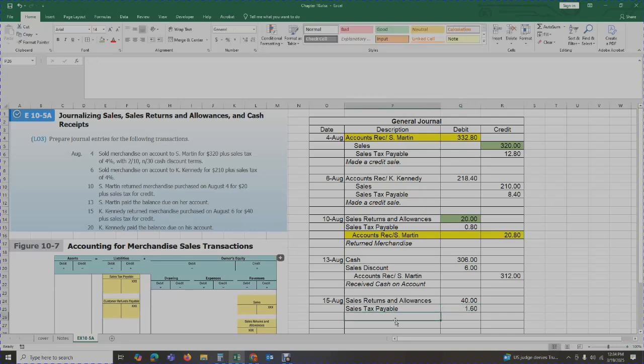Now, what are we going to do? Well, Kennedy hasn't paid me either. Remember, Kennedy is right here. Kennedy owes me $218.40. So what I'm going to do is reduce the balance that Kennedy owes me with this return. When Kennedy purchased from us on account, we debited the accounts receivable. Now that he made a return, his balance needs to decrease because he doesn't owe me the full amount. I'm going to credit my accounts receivable for Kennedy.